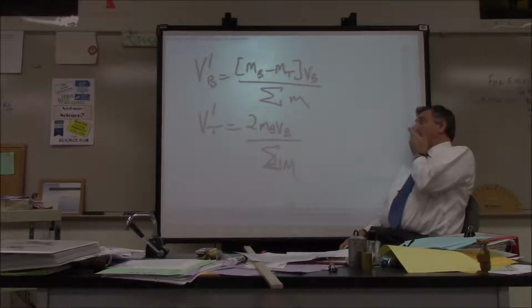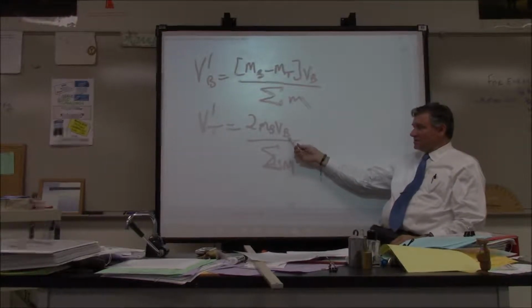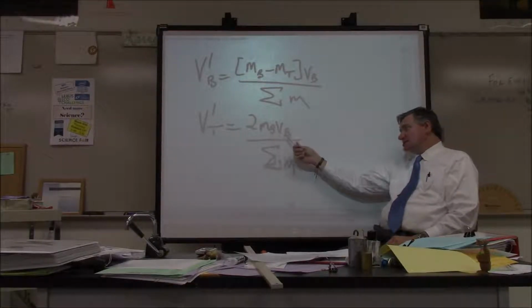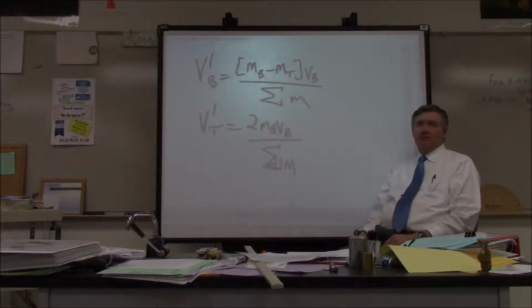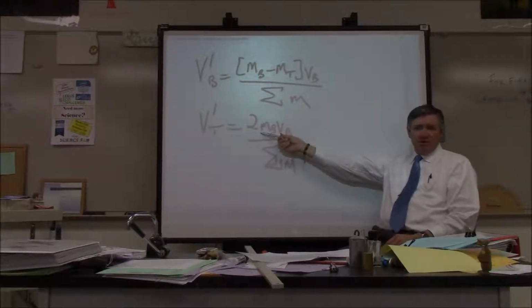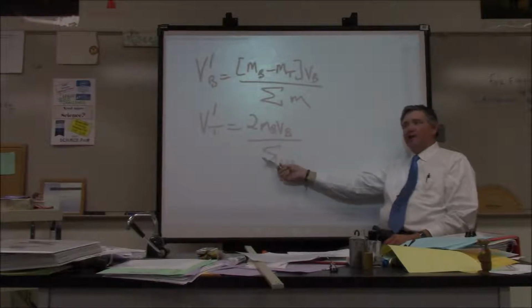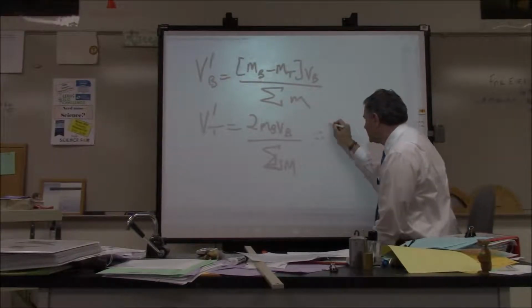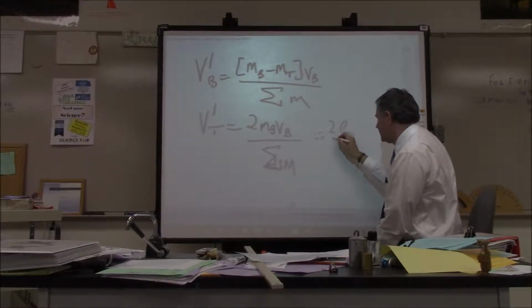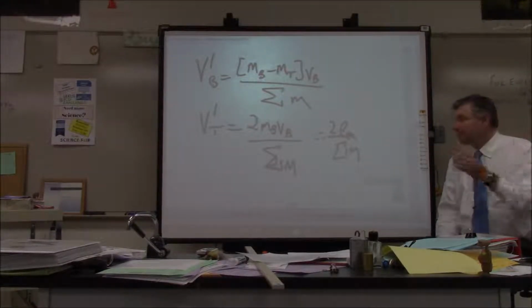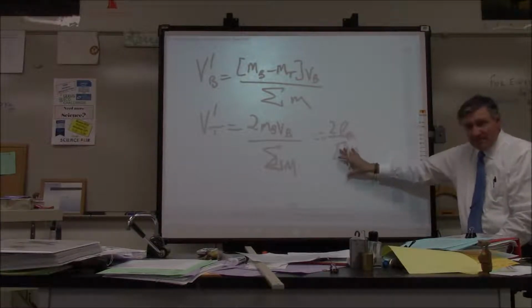Now, let's look at the big idea. Let's start with this new velocity of the target. Mass of the bullet times the velocity of the bullet. What's mass times velocity? Momentum. So this is basically doubling the momentum of the bullet and dividing it by the sum of the masses. That's all this is. I could write this as 2 times the momentum of the bullet divided by the sum of the masses. It would mean the exact same thing.